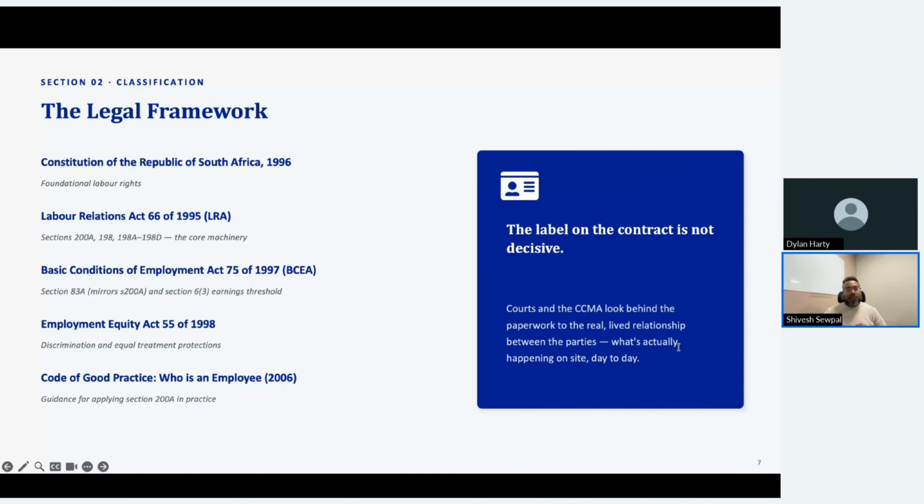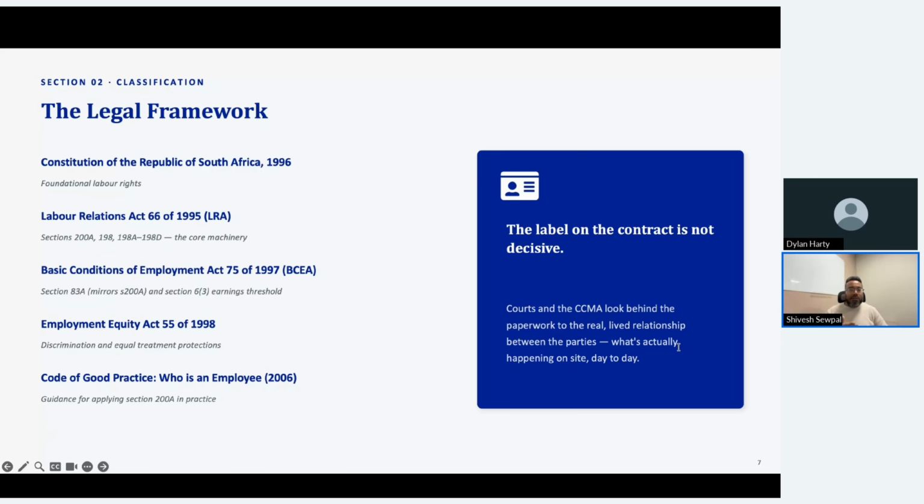The key point here is that South African labor law does not simply accept the label the parties choose to use. You can call someone a subcontractor, a consultant, a casual, a freelancer, or an independent contractor, but the CCMA and the Labor Court will still ask, what is the real relationship in practice?